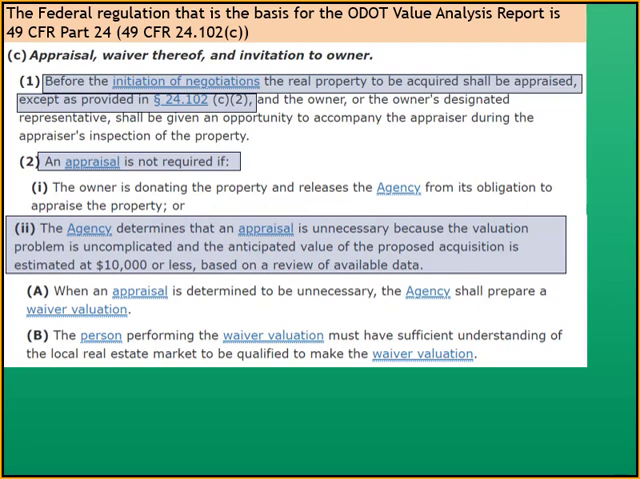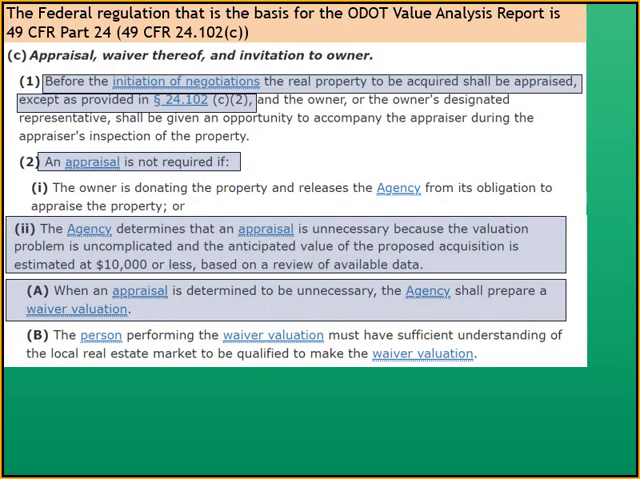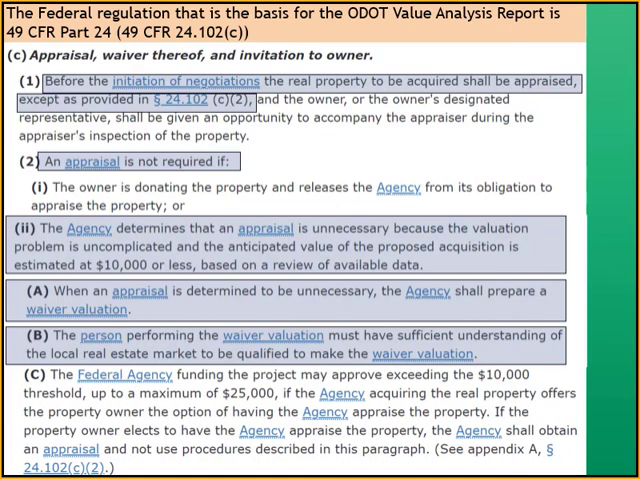if the agency determines that an appraisal is unnecessary because the valuation problem is uncomplicated and the anticipated value of the proposed acquisition is estimated at $10,000 or less based on a review of available data. When an appraisal is determined to be unnecessary, the agency shall prepare a waiver valuation, and the person performing that waiver valuation must have sufficient understanding of the local real estate market to be qualified to make the waiver valuation.